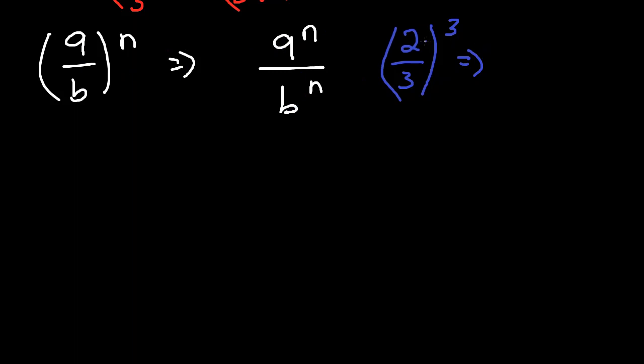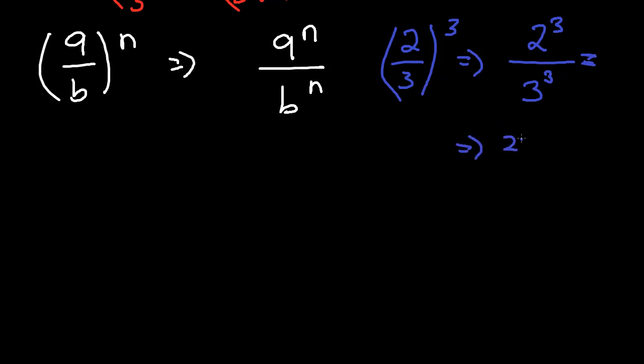Well, what that means is we can write this as 2 to the power of n, our n is 3, divided by b to the power of n. Our b is 3 here, to the power of n, our n is 3. Okay, and when we simplify this, what do we get? Well, 2 to the power of 3 is, well, 2 times 2 times 2, which is, right, here, let me just do it here.